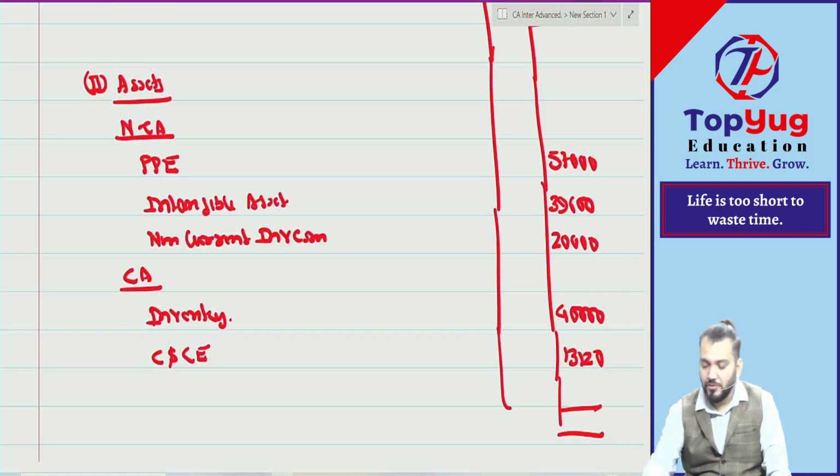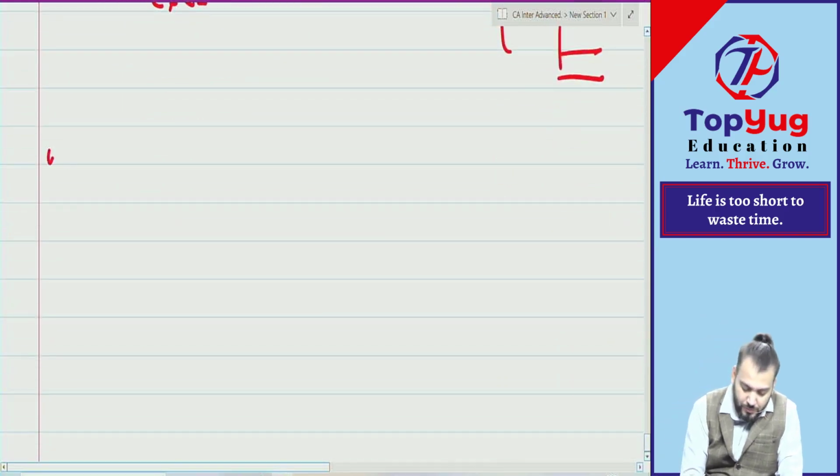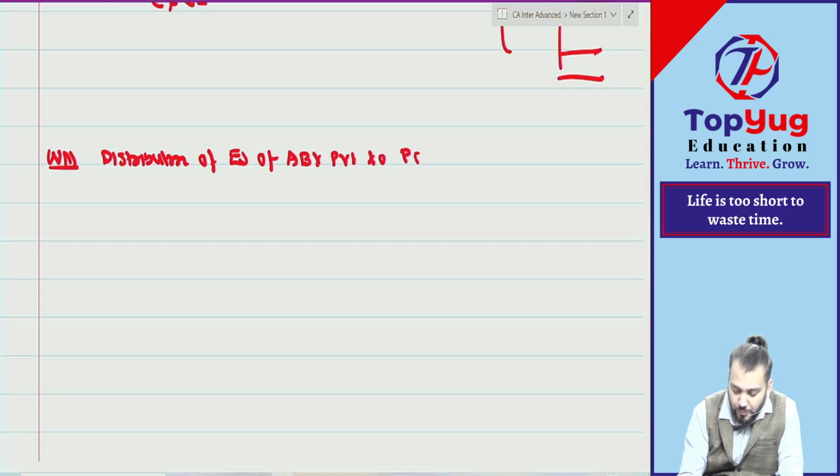Got it? Just add on one more working note, even though not required. Because distribution of equity shares of which company? ABC Private Limited to partners. So ABC and total. So what is their balance?